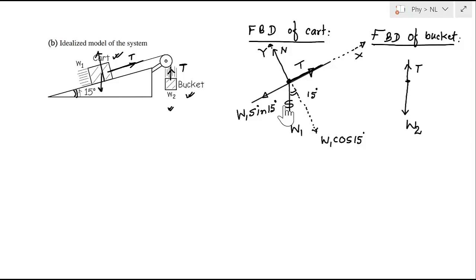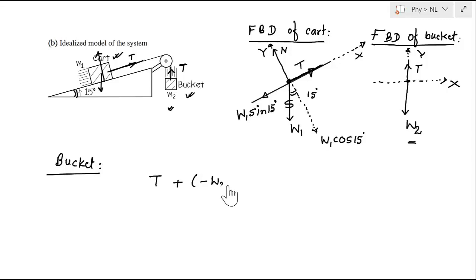Now this system is in equilibrium, so we can write Newton's first law. Let us first write it for the bucket. In the bucket, there is no force acting in the x direction. So this is my x direction, and this is my y direction for the bucket. On the bucket, only forces in the y direction are acting. What are the forces? In the upward direction we have force T, and in the downward direction we have W2. This is the downward direction, so we have to take a negative sign.